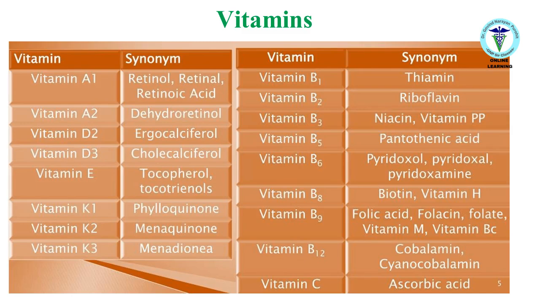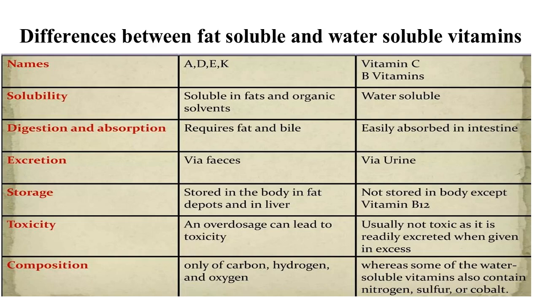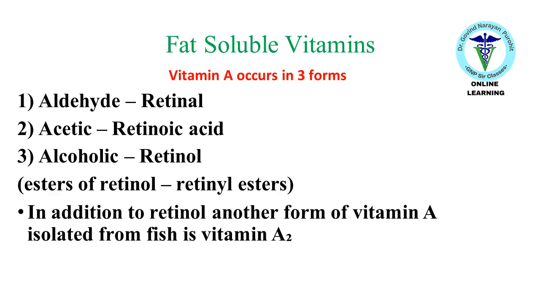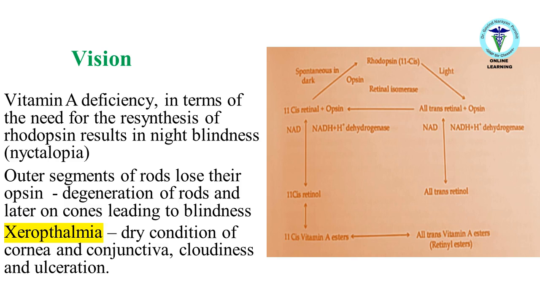The names of vitamins and their synonyms are explained in this table. This table shows the differences between the fat-soluble and water-soluble vitamins. The first fat-soluble vitamin that we discuss is vitamin A. It occurs in three forms: aldehyde, retinal; acidic, retinoic acid; alcoholic, retinol; and esters of retinol, retinyl esters. In addition to retinol, another form of vitamin A isolated from fish is vitamin A2. Vitamin A is necessary for normal vision.